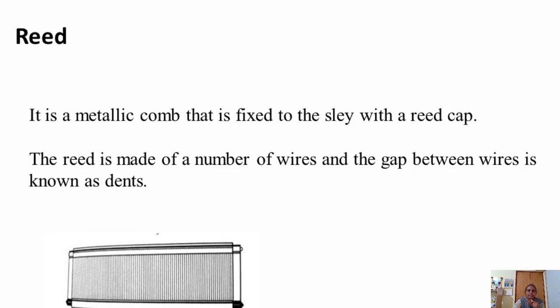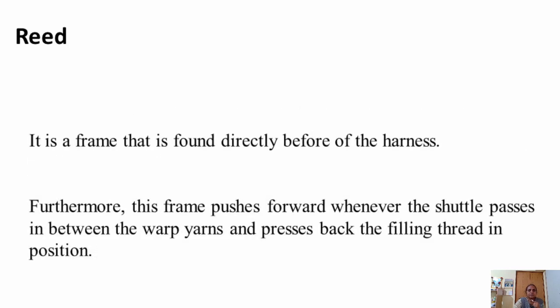This is the reed. It is a frame. It resembles the comb which is used for the hair. It contains a series of wires. The gap from one wire to another wire is known as the dents. The reed is the frame that is found directly before the harnesses.